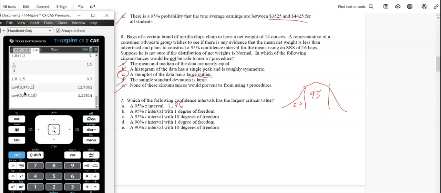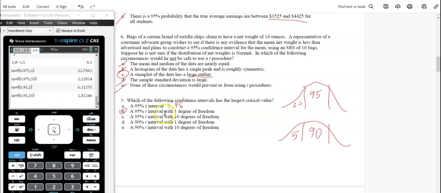The next one would be if you draw like a 95 or 90 here. So there's 5 to the left of that. So 95 would be your inverse T there. And it was with 1 degree of freedom. 10. So the biggest is B, 12.